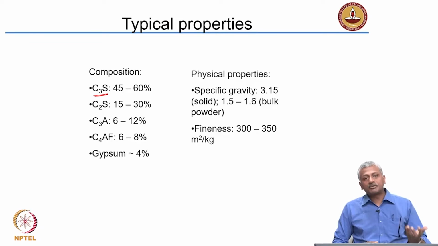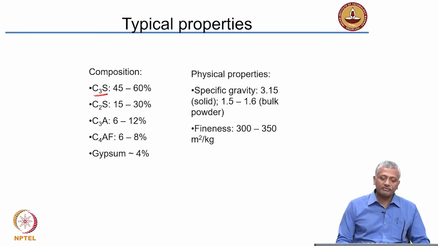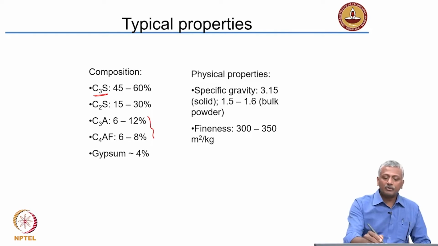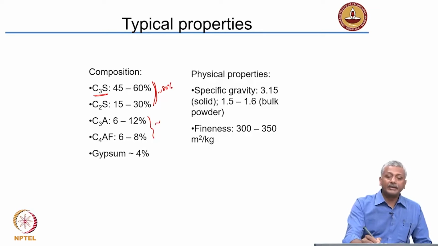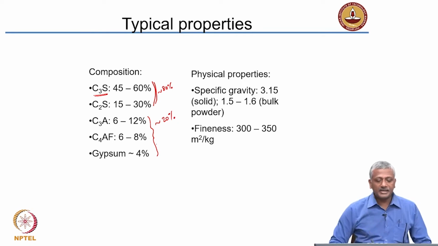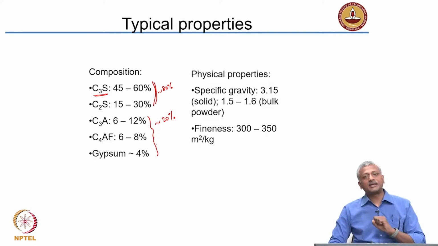Okay. Apart from C3S, as I said, you have C2S, which is typically about half or less than half of C3S. Then you have C3A and C4AF, which are much smaller quantities. If you combine the C3S and C2S together, it will be nearly 80% of your cement. And of course, the remainder will be made out of your aluminates and gypsum. Okay. So, nearly 80% of your cement will be a mixture of C3S and C2S. So, primarily your cement is calcium silicate.